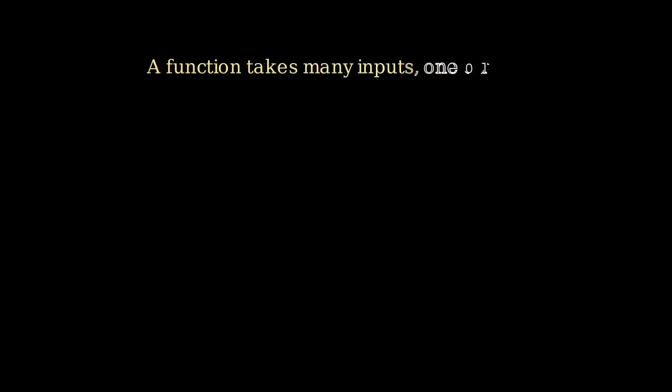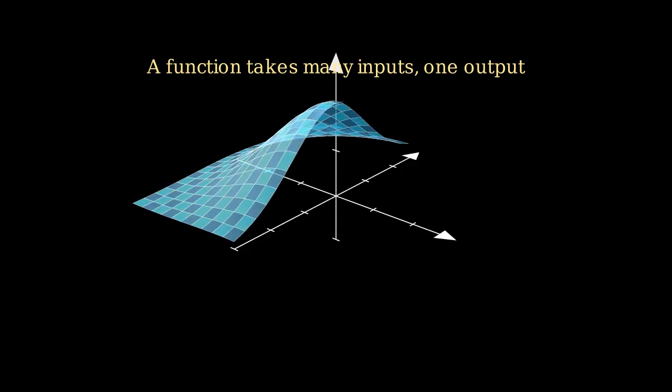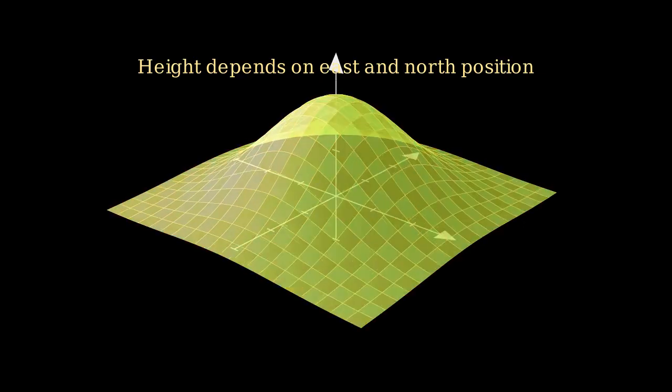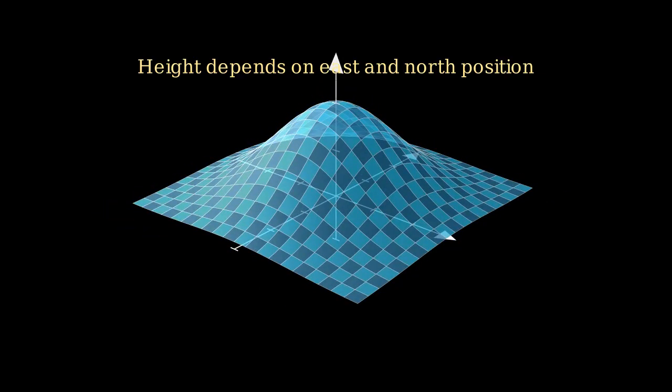A function of several variables is a rule that takes more than one input and produces exactly one output. For example, the height of a hill could depend on both how far east you walk and how far north you walk, so the height is a function of two variables.